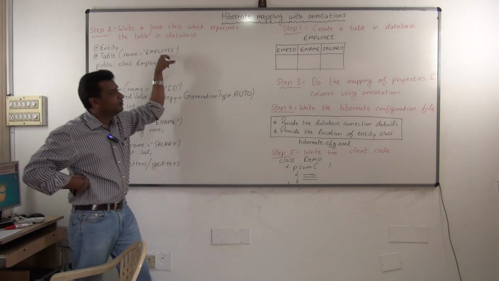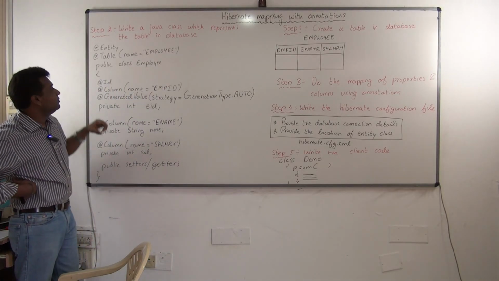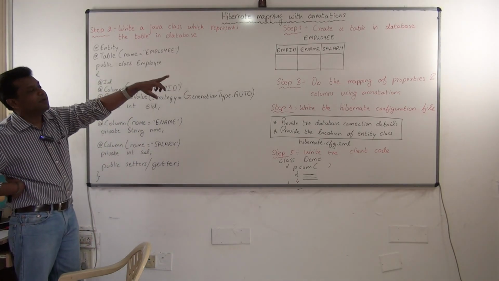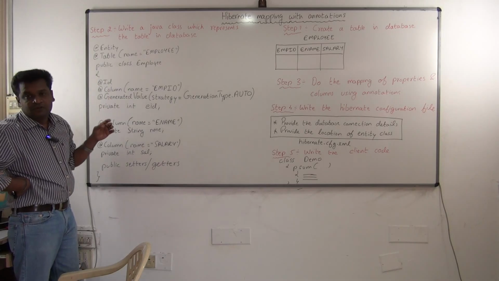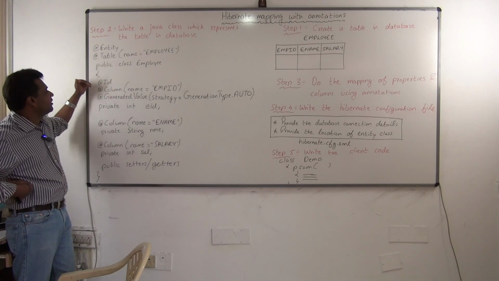Now the next annotation, @Table. This entity class has to be mapped with one table. To map that, I'll use the annotation @Table, and name is the attribute of this annotation. I'll give the value Employee. What is this Employee? It is the name of the table in your database. That same name you have to provide here. So this entity class will be mapped with that Employee table. That is done. So these are the 2 annotations we have used.